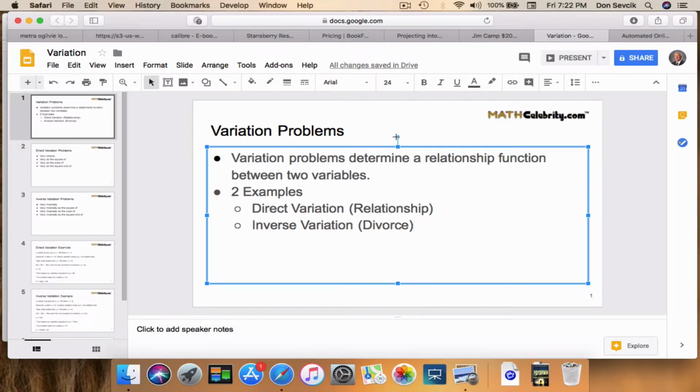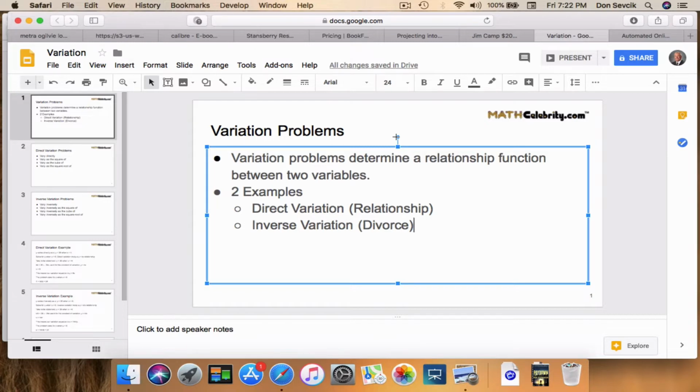First, direct variation. I like to use the analogy that it's like a relationship. You're either in a relationship or you're married. So what happens to one partner directly affects, in the same manner, what happens to the other partner. So if your husband's doing well in direct variation, then you're doing well. If your husband's not doing so well, then you're not doing so well.